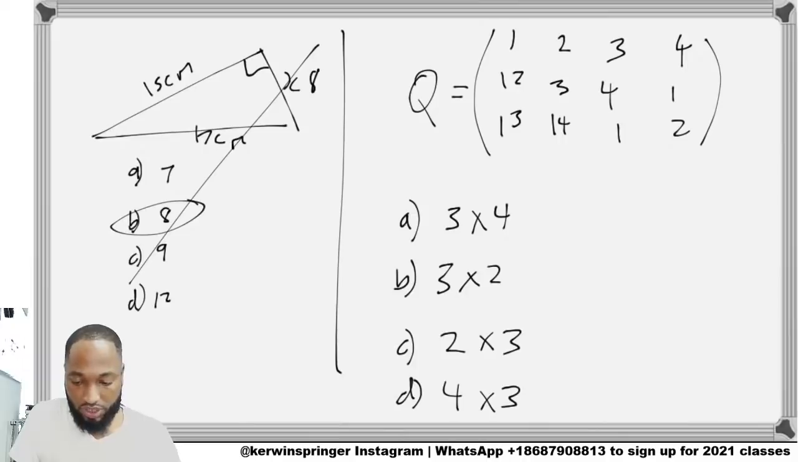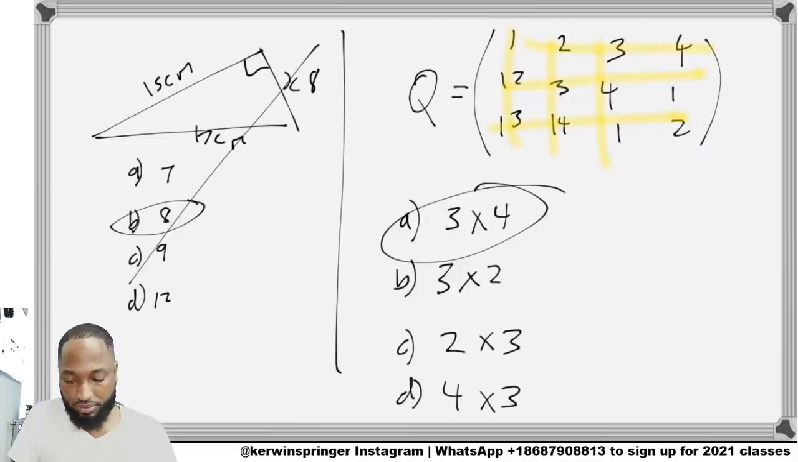The order for this matrix here, by the way, this question came from Guyana, is 3 by 4. You always count the rows first. 3 rows, 4 columns. So this is E.